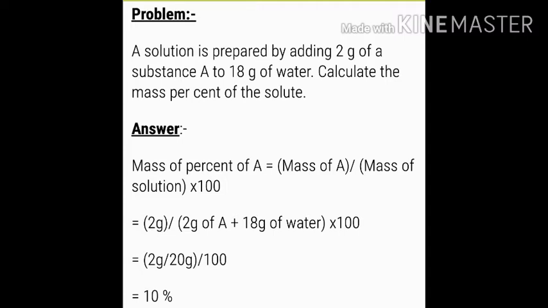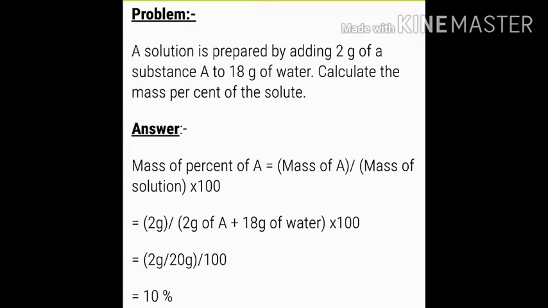So the mass percentage of solute A is found out by the mass of A in the ratio of the total mass of the solution, and the whole thing is multiplied by 100. So 2 gram upon 20 gram into 100. So 10% of solute is dissolved, and 90% of solvent, so total 100% of solution is there, children. So that is about the mass percent.